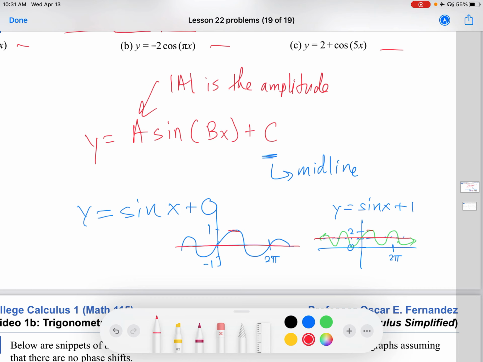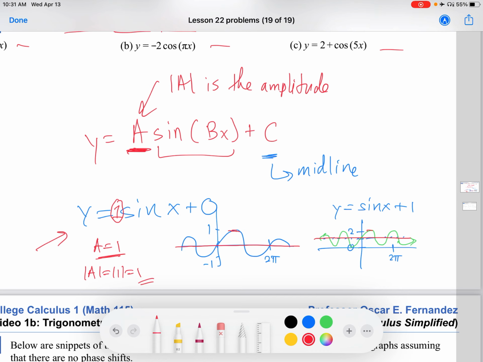And that is the amount that we add above the midline and subtract below the midline to get to the maximum and minimum of the graph. So for example, over here, there is a hidden 1. So A equals 1 in the sense of whatever is multiplying sine equals 1. And also the absolute value of A is the absolute value of 1, which is 1. So in this graph, the amplitude is 1.